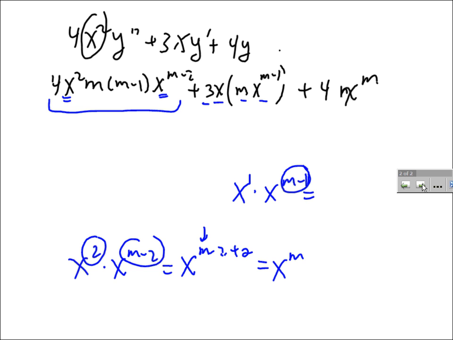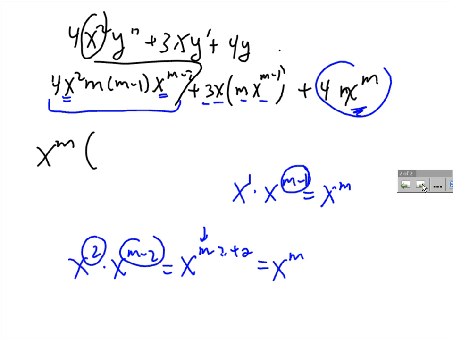When you add that 1 to it, you're going to get back m. And this term has an x to the m. That is why letting y equal x to the m works, because it's going to factor out. And then you're just going to get an equation that involves m's. That is, I know that I can factor an x to the m out.